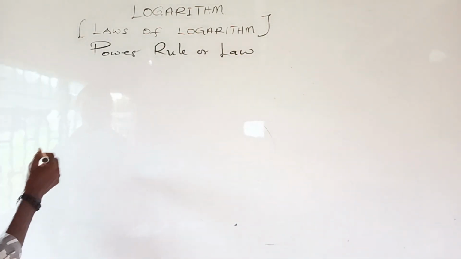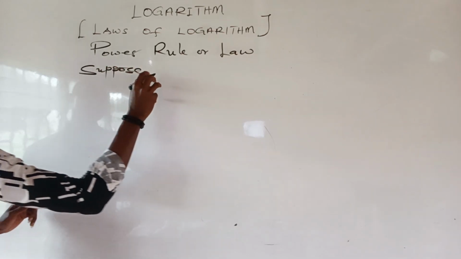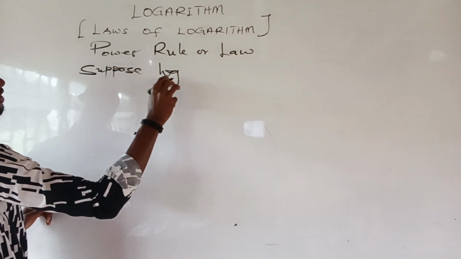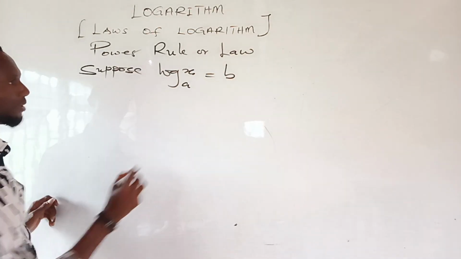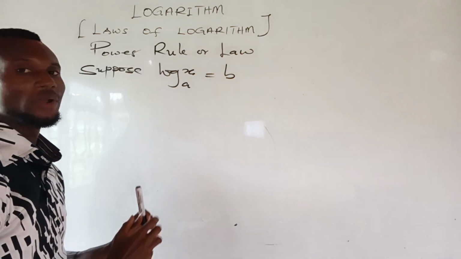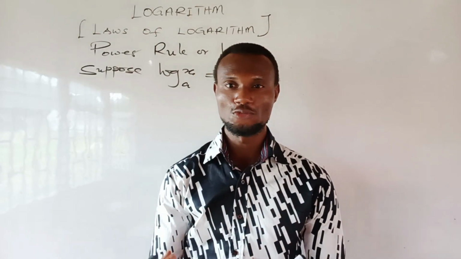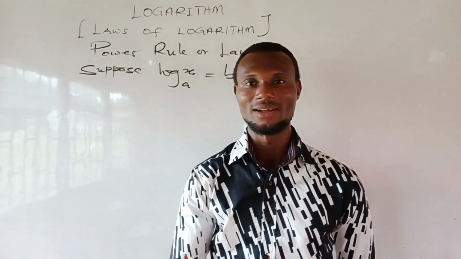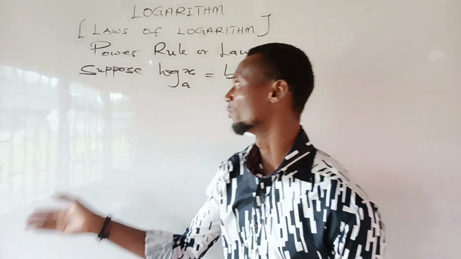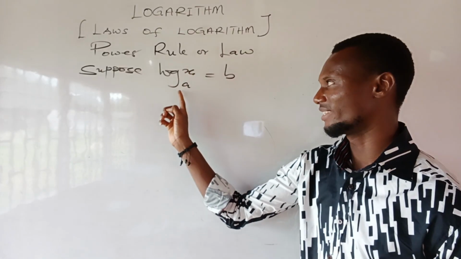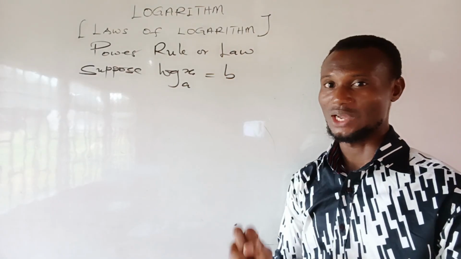So I'm going to say, suppose we have that log s to the base a equals b. We are going to use this basic definition to be able to prove or establish the power rule of logarithm, as we've done in the previous videos. So we have that log s to the base a equals b. This is the equation that you are going to use.